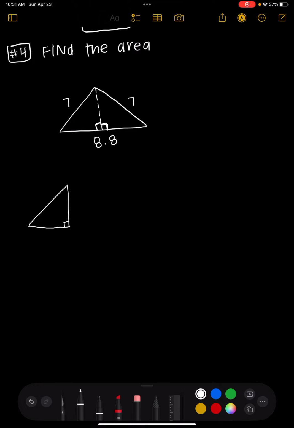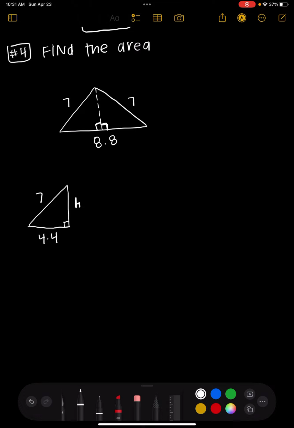So here's one side of it. And we know that this side is 7. And then the bottom side, we know that the entire triangle has a bottom of 8.8. But I just cut it in half, right? So the bottom of this new triangle would be 4.4. Now the reason why we do this is because we have a right triangle, we can use the Pythagorean theorem to solve for the height of the triangle. And once we solve for the height of the triangle, then we can use it to find the area.